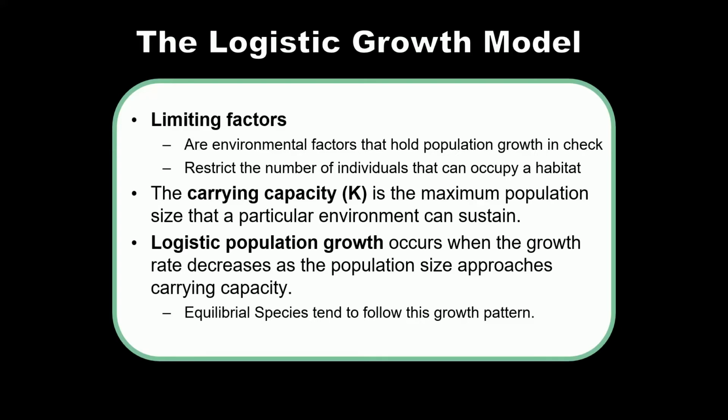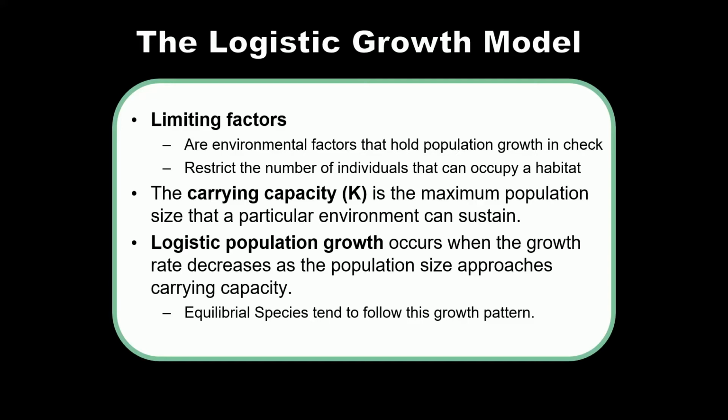When equilibrial species population numbers start to approach the carrying capacity of their environment, the competition pressure acts to slow down their rate of reproduction. They have to spend more time looking for food, more time looking for water. There's fewer mates available to deal with. Maybe there's too many predators in that area, and that's keeping their numbers down. Whatever the reason, their population growth begins to slow down as they reach that carrying capacity.